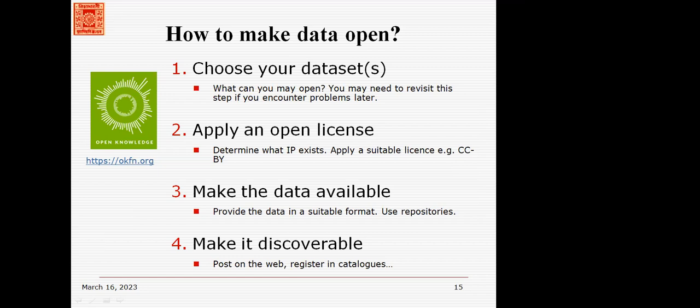Now, we have to provide a suitable structure that helps to make the data available. That is, data should have a suitable structure, suitable format. And last of all, it must be posted on the web.